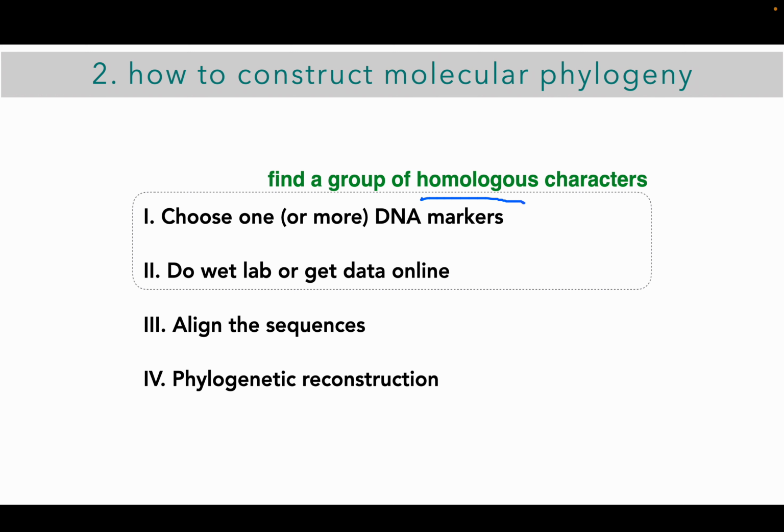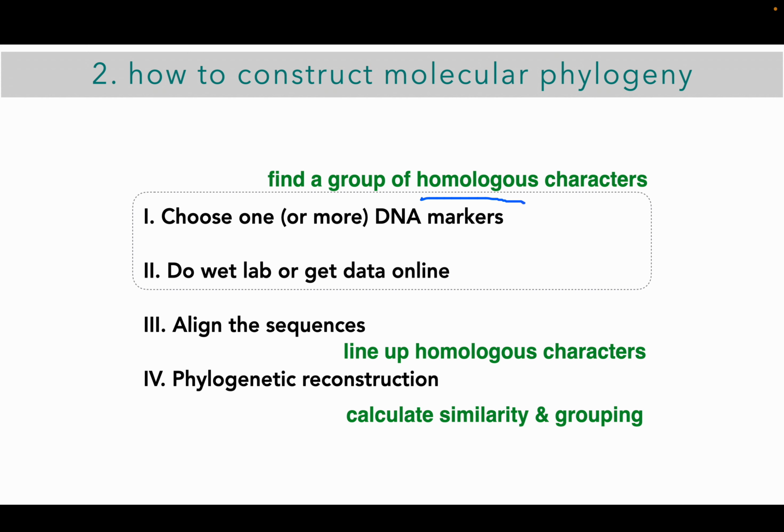And then you do the lab to get the data. And the third step is to line up, make sure that the homologous structure is in the same place, and finally do the grouping. And in this class today, this is lecture 4, and this will be your lecture 5. Okay, so today we're going to stop at number 3.